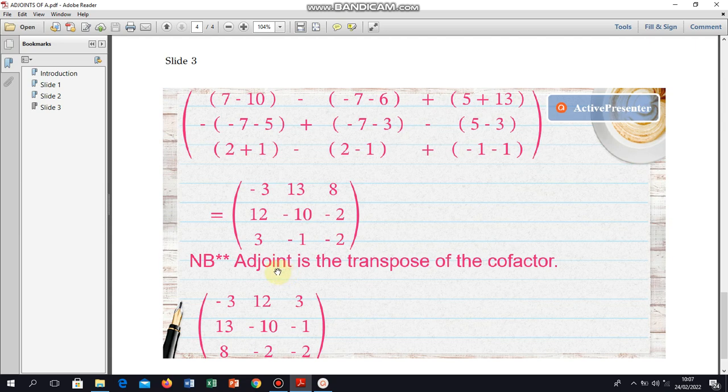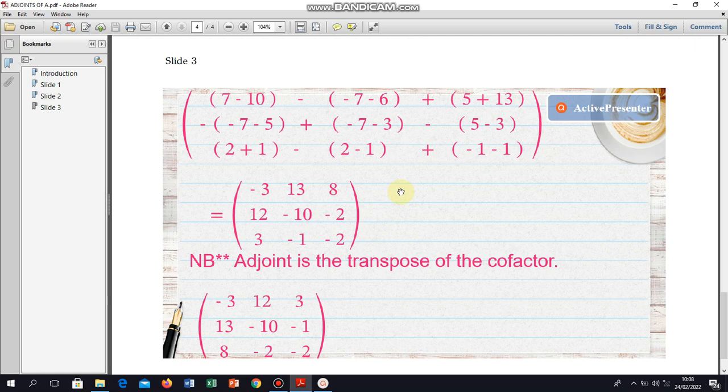Now the last thing we want to get is the adjoint. The adjoint is the transpose of the cofactor. Now here I'm trying to give out 3 concepts. I've told you how to get the cofactor. So this one here is the cofactor of the matrix. Here it is, and you just follow the same route up there, excluding getting the determinant, and then you get the cofactor of a matrix.